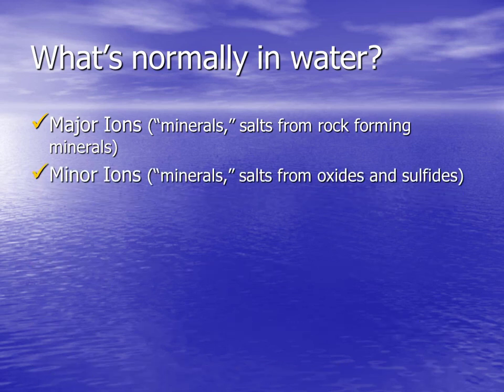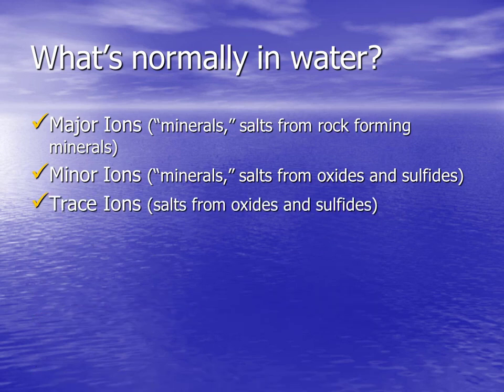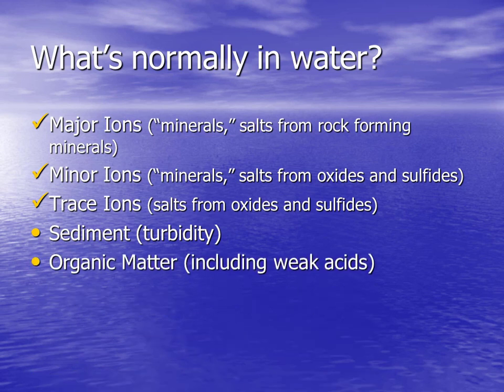Minor ions, these are also minerals, but they tend to be derived from oxides and sulfides in the rocks, a little less abundant. They contribute things like iron and manganese. Trace ions, they're also salts from oxides and sulfides, but they tend to be even less abundant. There's sediment, which is measured as turbidity. There's organic matter, including weak acids, particularly organic acids from the decay of plant material.